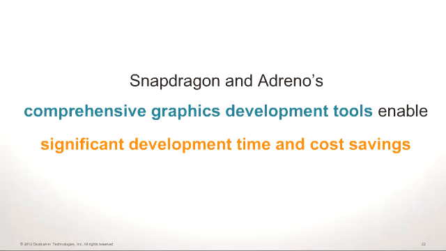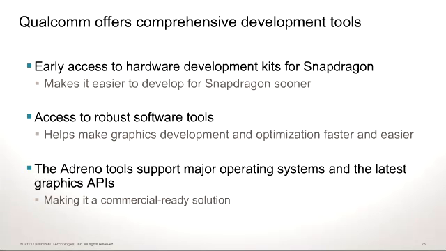The last thing I wanted to mention was the tools that we have to offer you. So Qualcomm offers comprehensive development tools, early access to the hardware development kits for Snapdragon, which basically makes it easier for you to develop for Snapdragon sooner, even before the commercial platforms are available. We do give access to robust software tools. We'll go into details of all these, but which basically makes your graphics development and optimization faster and easier. And the Adreno tools support major operating systems and the latest graphics APIs, making it a commercial-ready solution. So these are not just tools for you to play on the dev kits. These actually work on the commercial devices, and you can try and play with those.